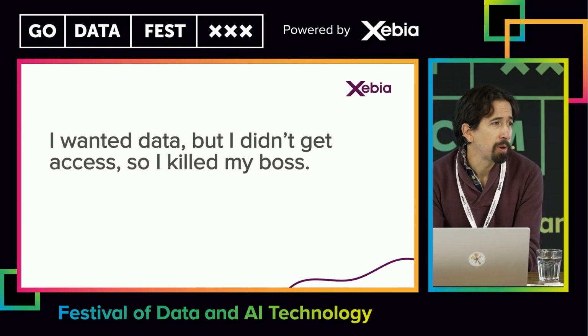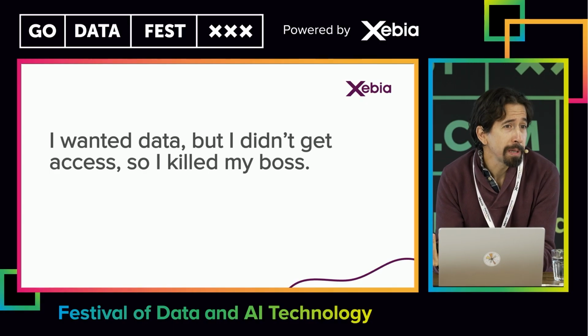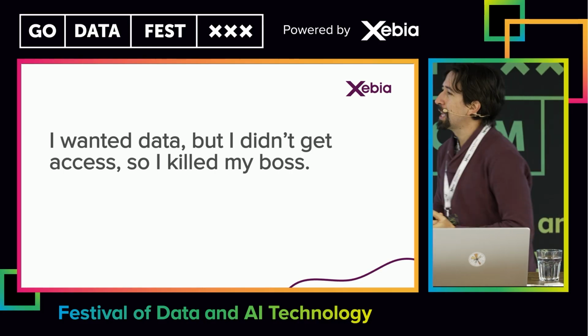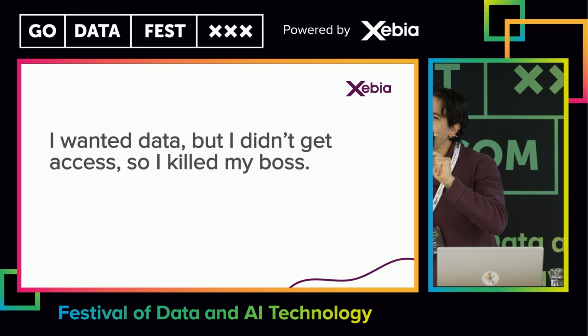So it goes a bit like this. Let's say I wanted data, but I didn't get access, so I killed myself. Not a great story, basically because I cannot tell it afterwards, so not great. Let's see if we can improve this a little bit. I wanted data, but I didn't get access, so I killed my boss. It's an improvement, at least from my perspective. I can tell the story in prison, so it's great. Let's improve it just a bit more.